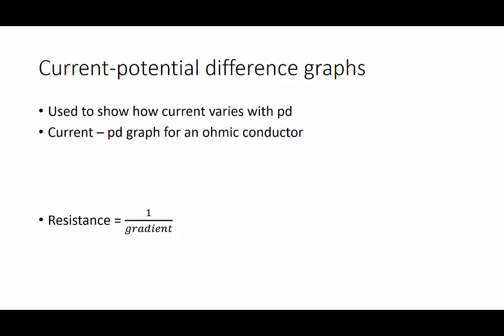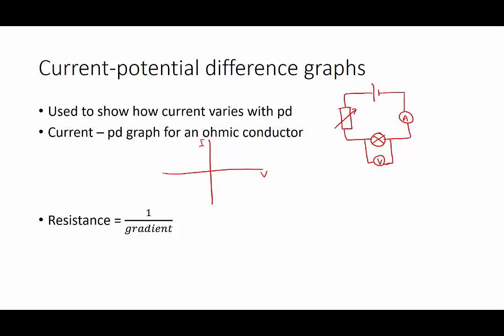You need to be able to explain how to produce a current potential difference graph, and you need to be able to draw them for various different components. So the first thing, when we're creating a circuit to create a current potential difference graph, as well as the components that you're measuring the current and potential difference of in the power supply, you will also need an ammeter, which goes in series, a voltmeter, which goes in parallel with the component, and a variable resistor. The variable resistor is there to change the current, so you can get a variety of different readings of current.